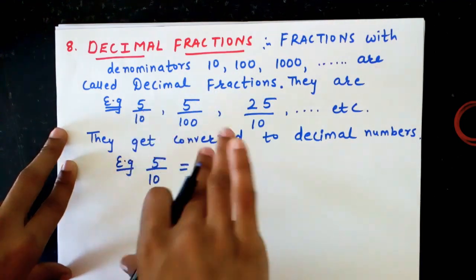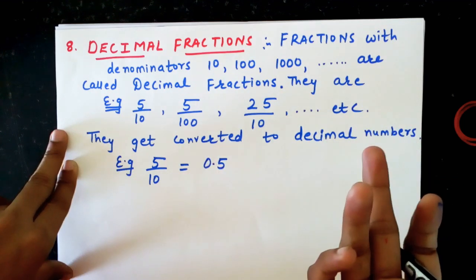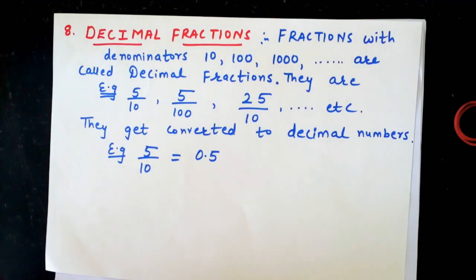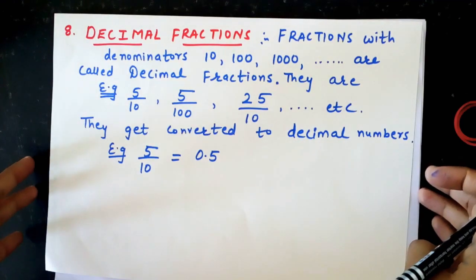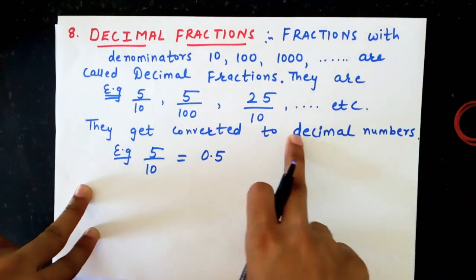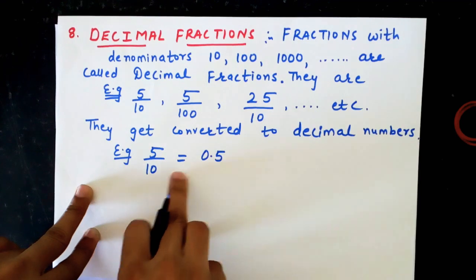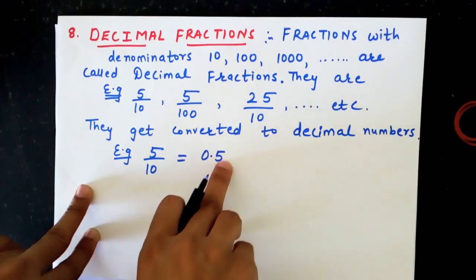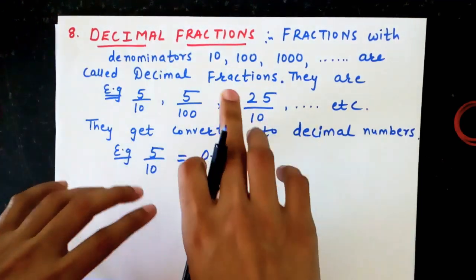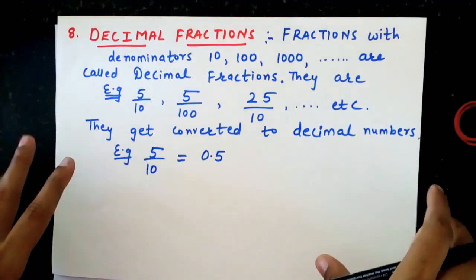Decimal fractions get converted to decimal numbers. There can be other fractions also which we divide, and we get the answer in decimal. So these are simple decimal fractions. 5 upon 10: if you divide by 10, you put the point after one digit, so it will be 0.5. So these are examples of decimal fractions. So today we have seen fractions and the types of fractions.